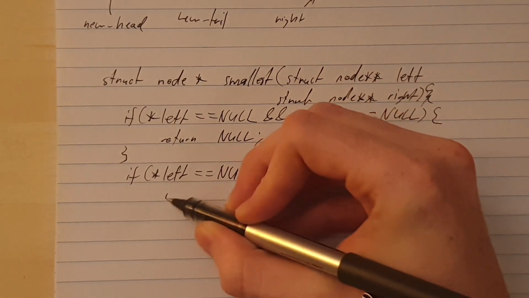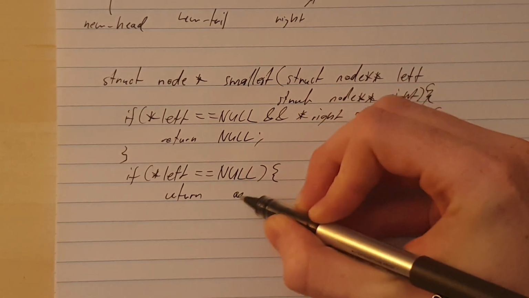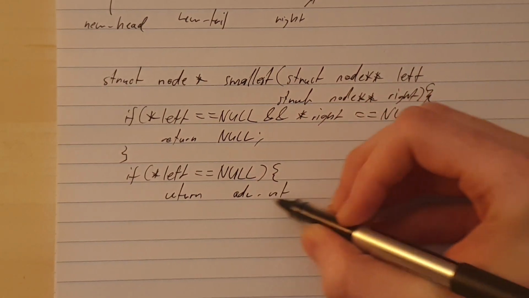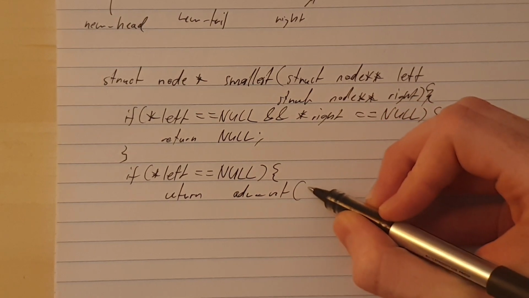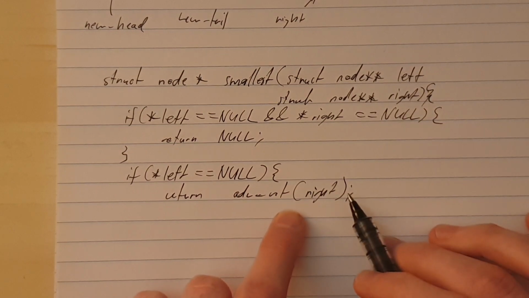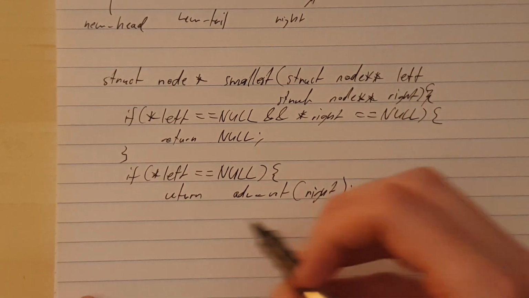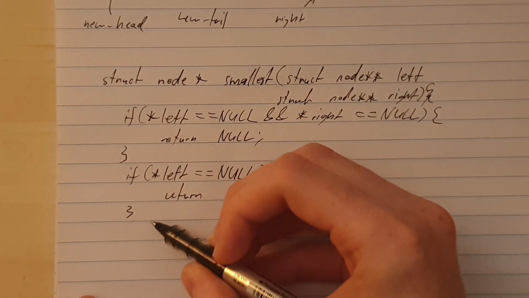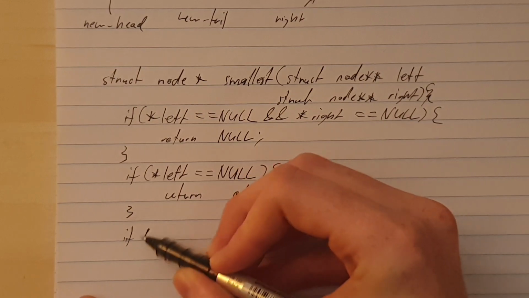So I'll just return advance, return right. And remember, this takes a double pointer, so you don't need a star here. You can just do right. And likewise for if value right is null.